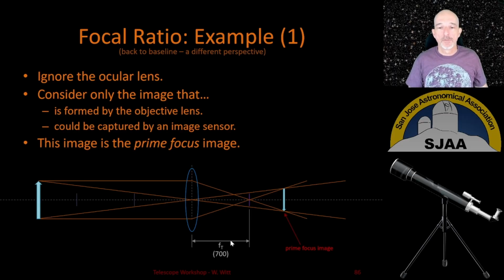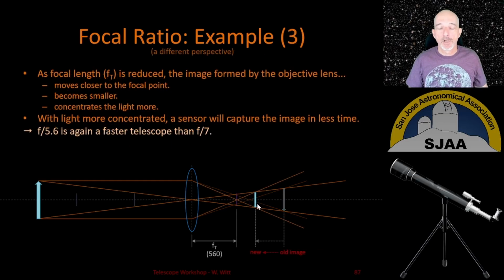Now, let's again reduce this focal length and see what happens. If I reduce that focal length, the prime focus image moves closer to the lens. It is now here. This is where it was on the prior slide, just shown for reference. But now the prime focus image produced by the system with a shorter focal length has gone here. And notice it's become smaller. It was this big before.